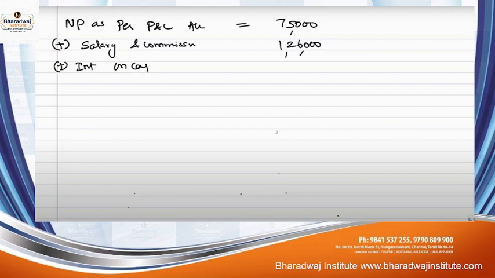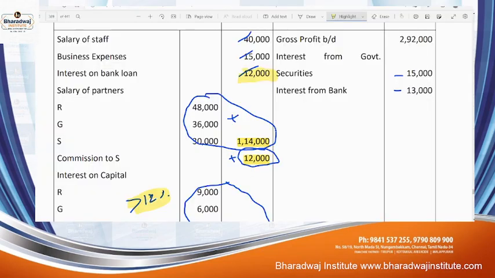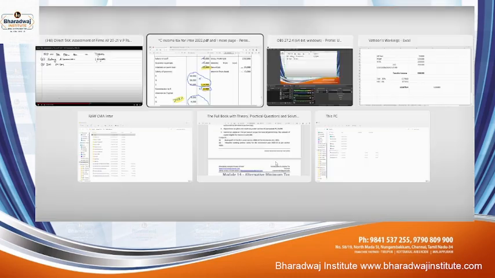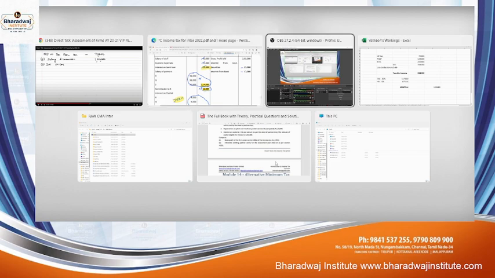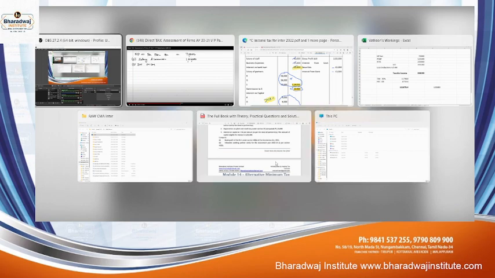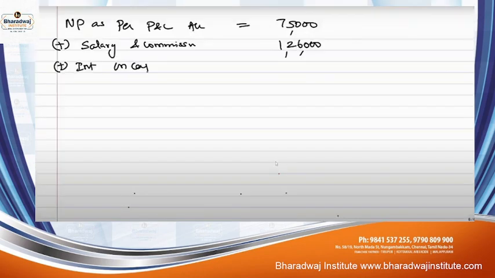Net profit as per P&L account 75,000. Add back both salary and commission paid to the partner. This is coming under remuneration to partners. 1,14,000 and how much? 12,000. Add back salary and commission paid to the partner. We will claim it later on, based on book profit. Next, interest on capital, how much is allowed?